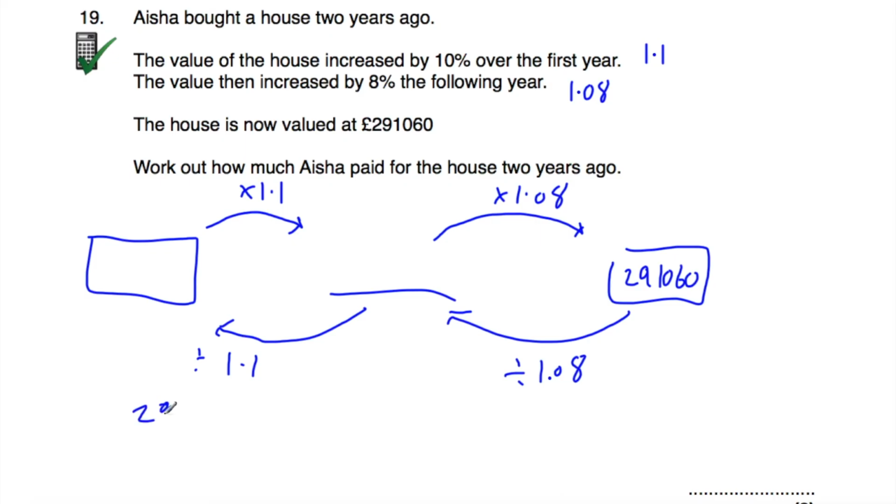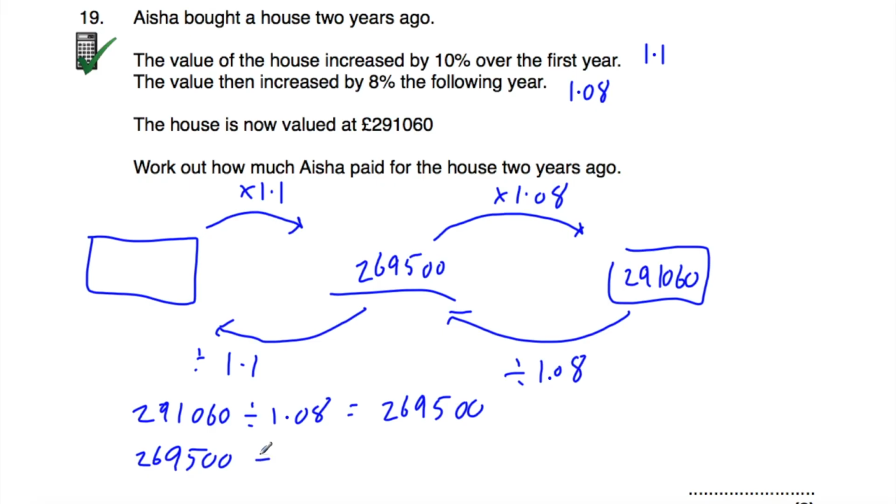So let's take the £291,060 and divide that by 1.08, and that'll be the price of the house after the first year. £291,060 divided by 1.08 is equal to 269,500. So that's the price of the house after the first year. Now we need to go back again, so we divide by 1.1. Let's take the 269,500 and divide that by 1.1, and that tells us the price of the house when she bought it, and that's equal to £245,000. So the price of the house when Aisha first bought it was £245,000.